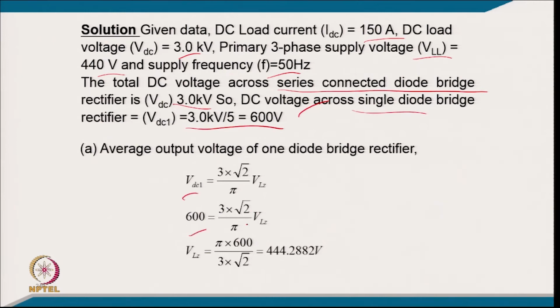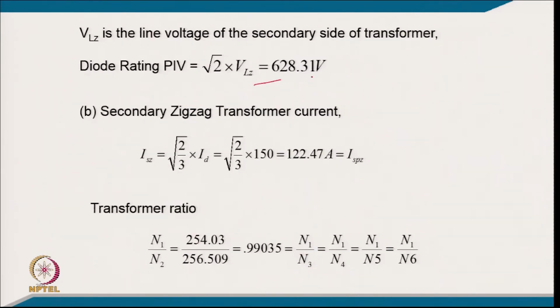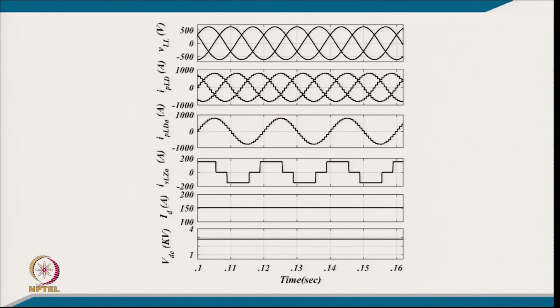And now, for giving output voltage 600, you can calculate the secondary line voltage, that comes again to 444.282 volt, and the PIV rating of the diode you can find out as root 2 times the line voltage, that is 628.31 volt, and you can find out the secondary zigzag current from the DC link current, it comes to 124.47 ampere, and because of the zigzag connection this is the same as the winding current. From that you can now find, because we got the line voltage of primary and secondary, the phase voltage of primary and secondary. So, you can get the turns ratio for all the 5 transformer secondaries.